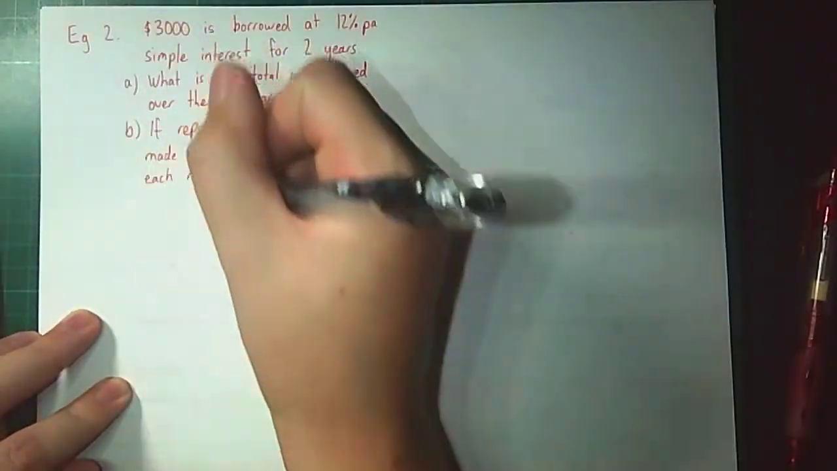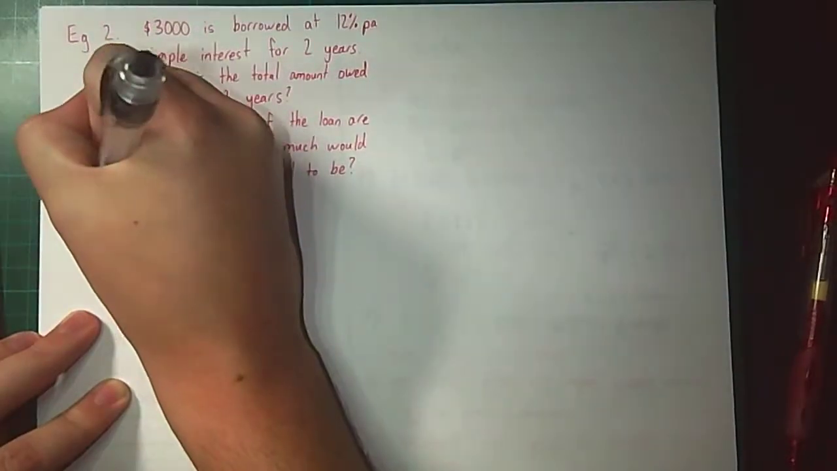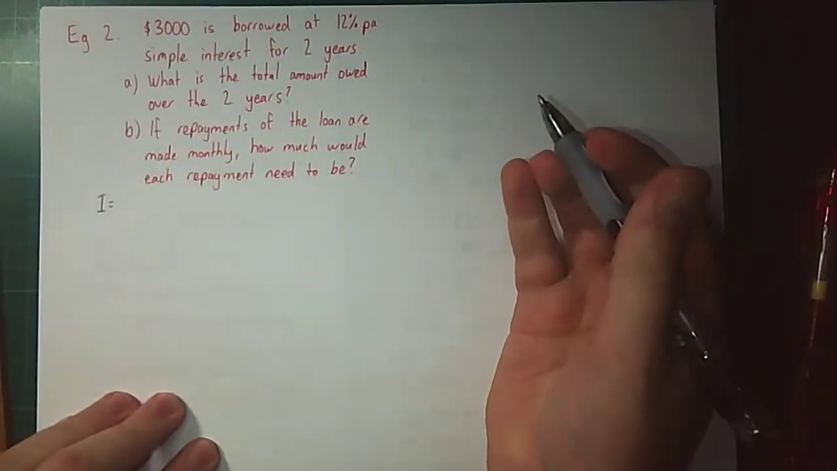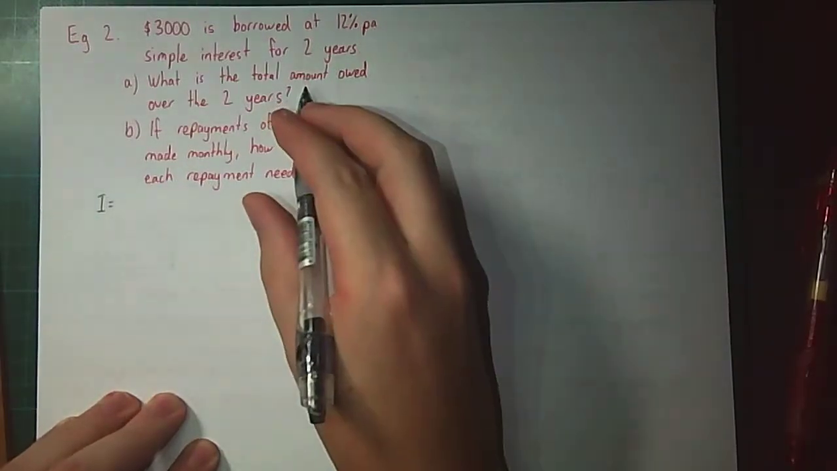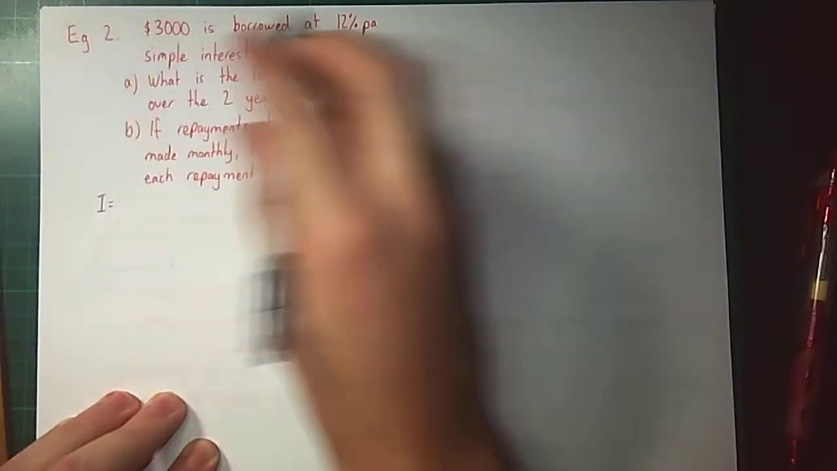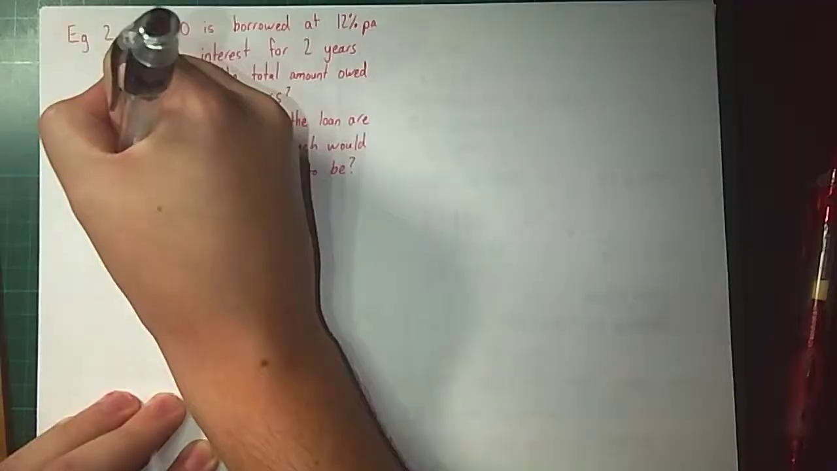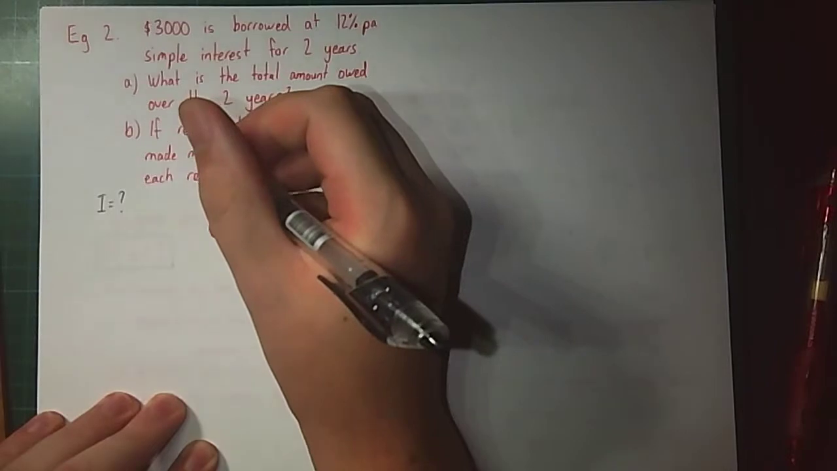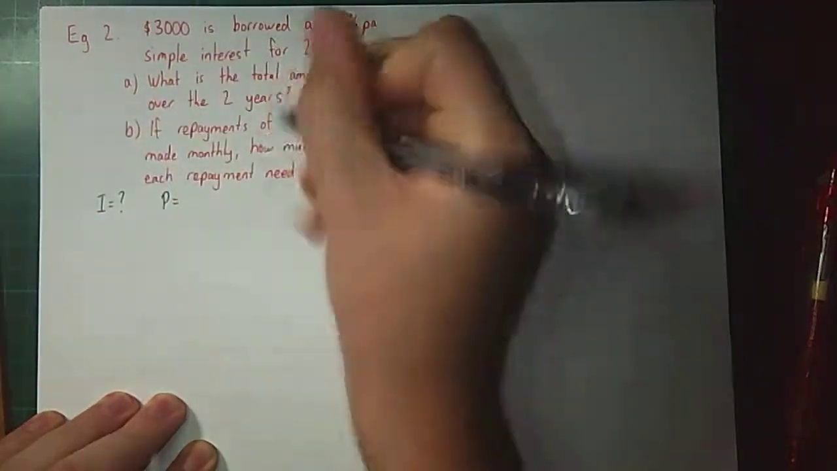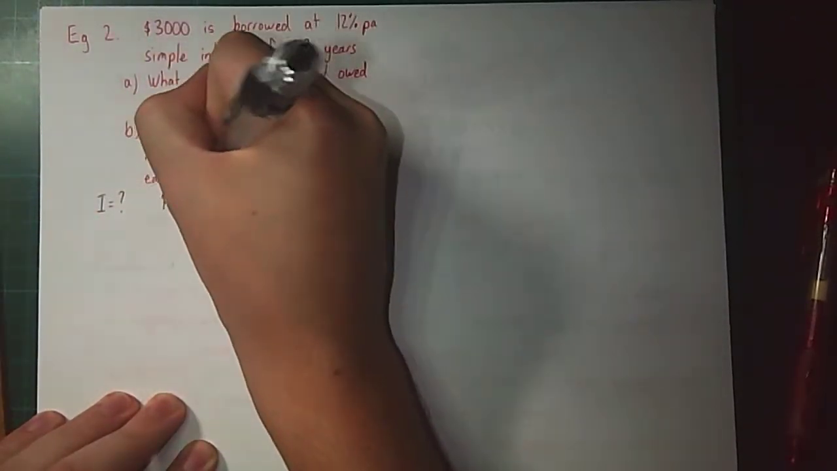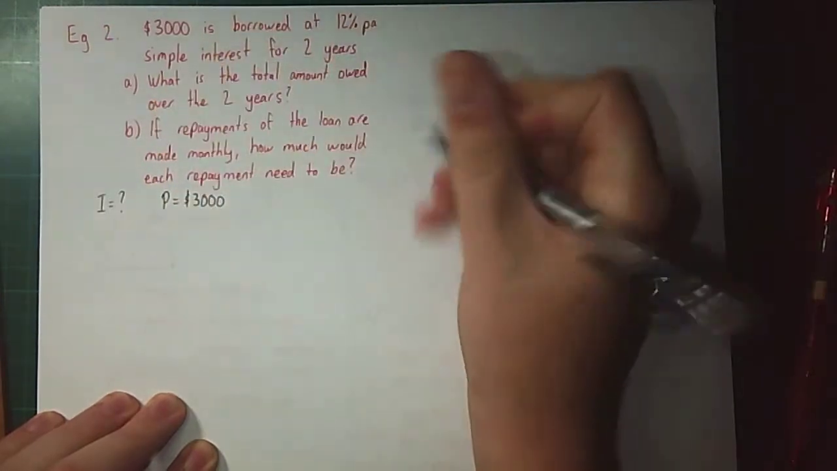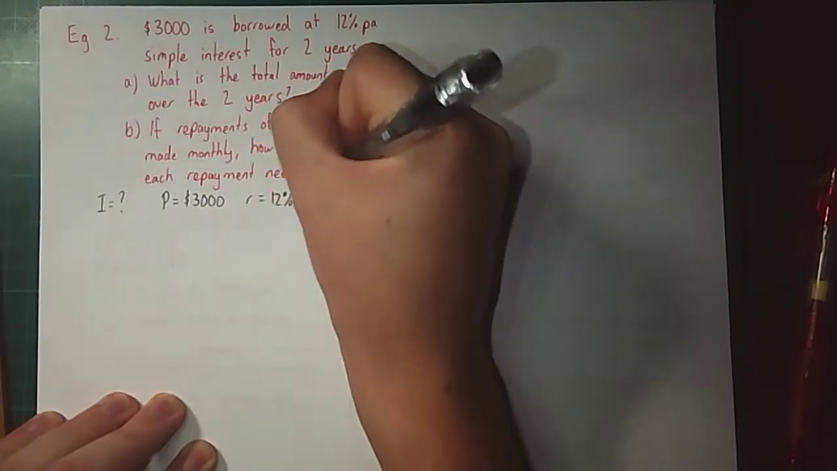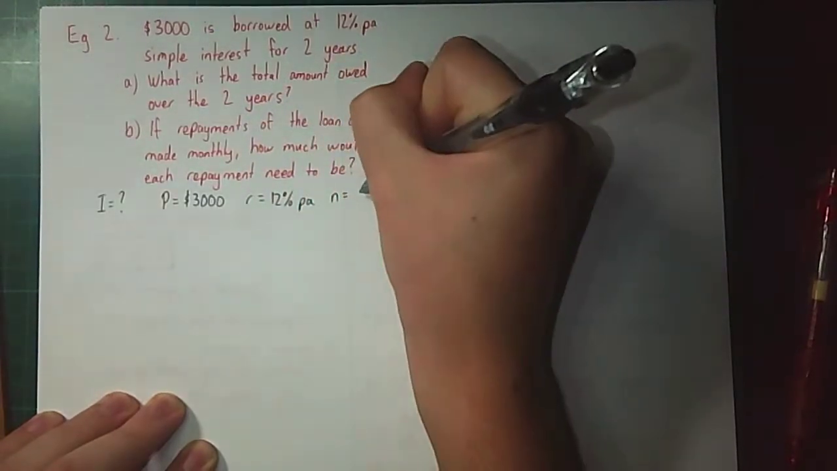First of all, we're going to do our ingredients list, starting off with I. Because it asks for simple interest, we're going to use the simple interest formula. It asks us to find the total amount owed. It tells us how much is borrowed, the percentage and the years. We don't know the interest, so we'll put an I for that, question mark. Now, for P, it says $3,000 is borrowed, so that's our P, our principal. Our rate is 12% per annum, and our N is 2 years.